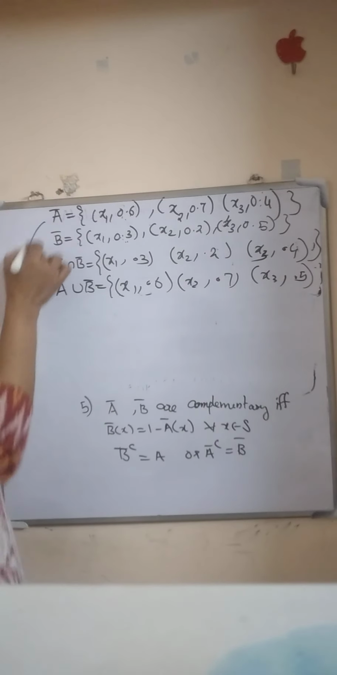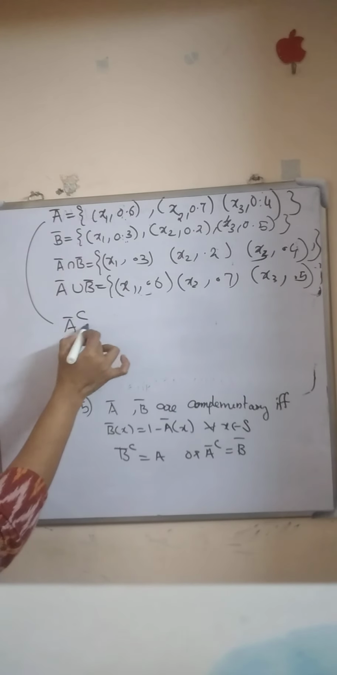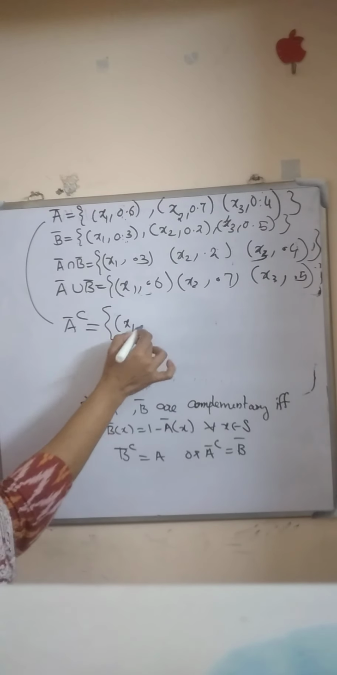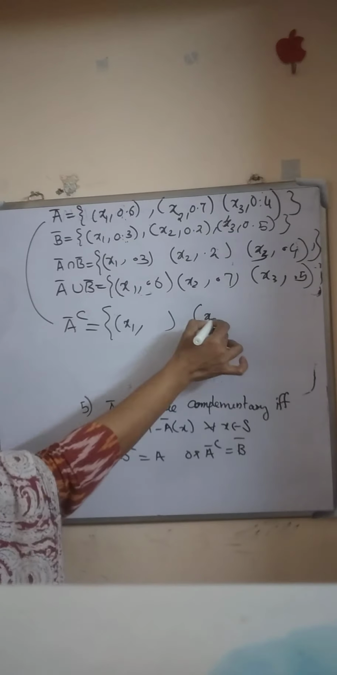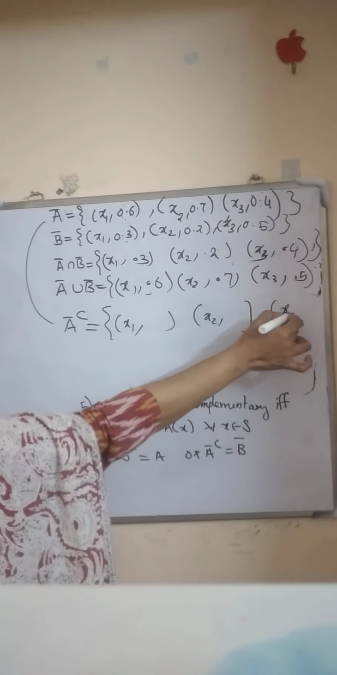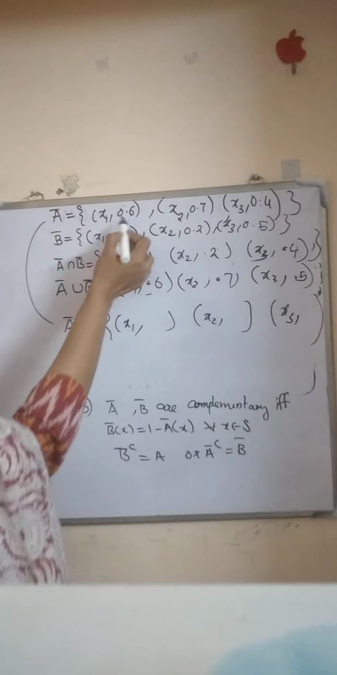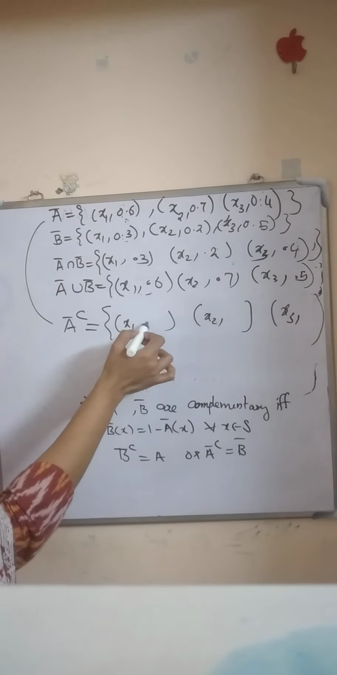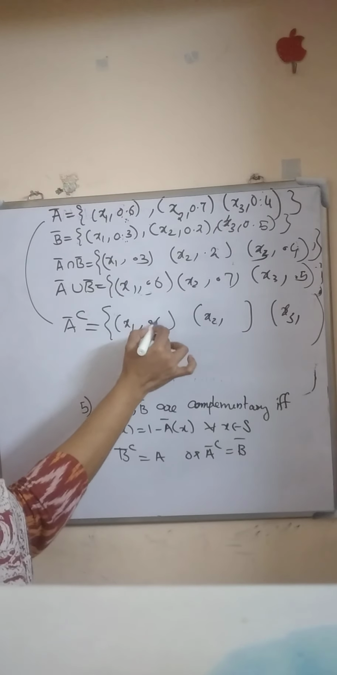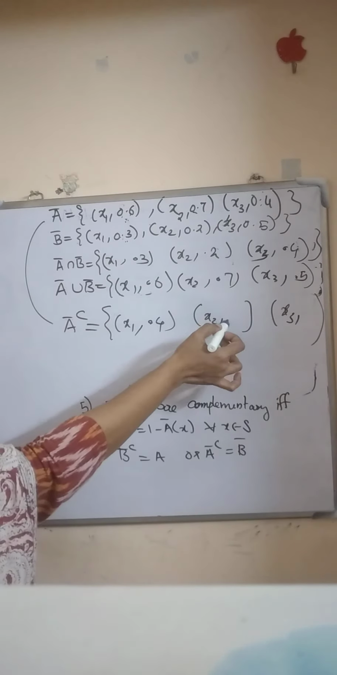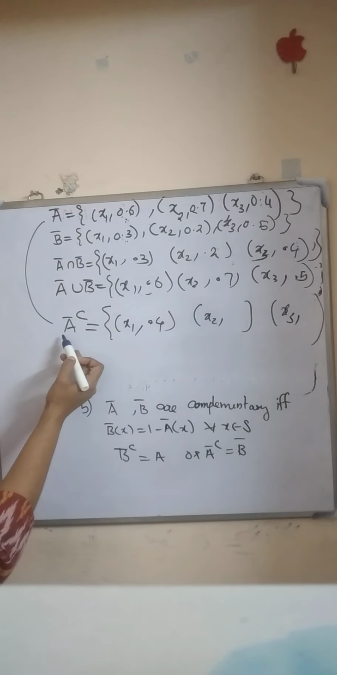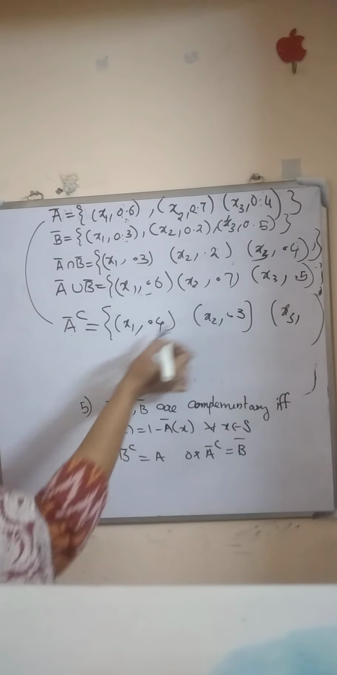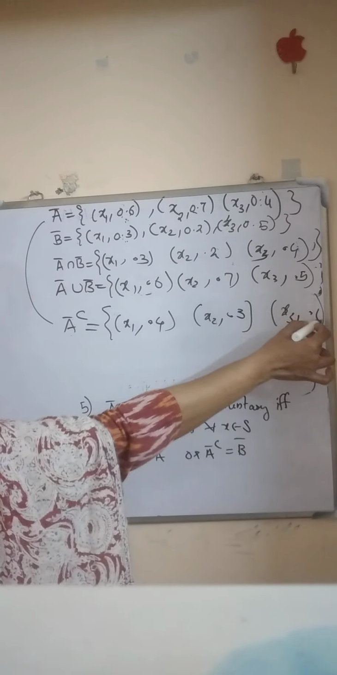Now we define the complement of this set, A bar complement. That is, there is also no change in the values x1, x2, x3. Only the membership value changes, that is, only the second coordinate changes. 0.6 is changed to 1 minus 0.6, so it is 0.4. 0.7 in A bar becomes 1 minus 0.7 in A bar complement, so it is 0.3. It is 0.4 here, so it is 0.6.